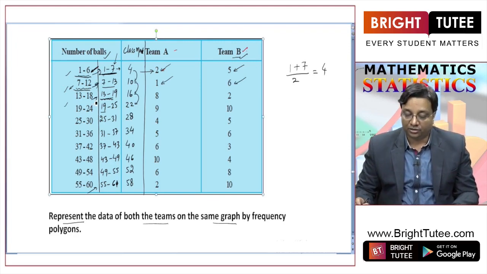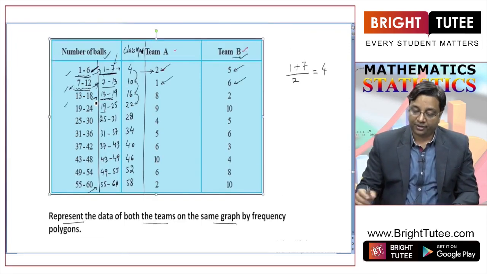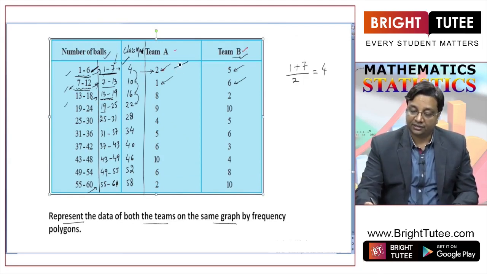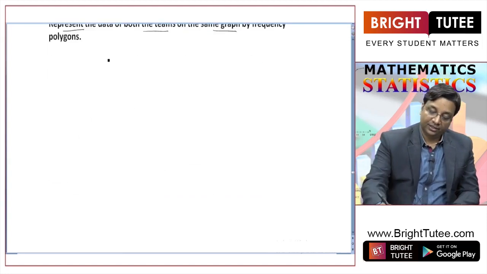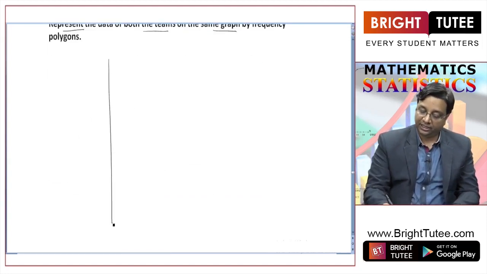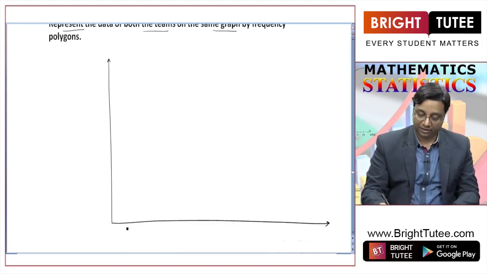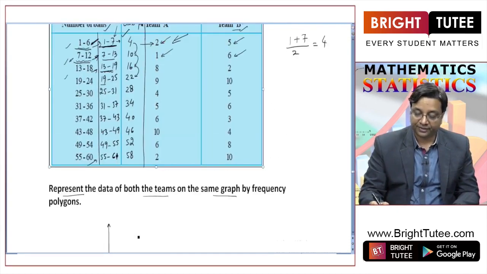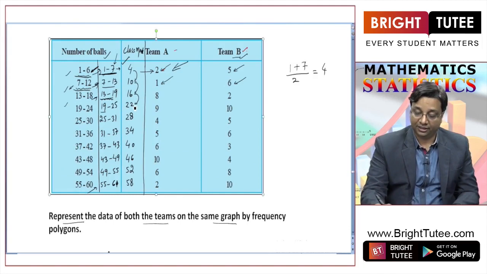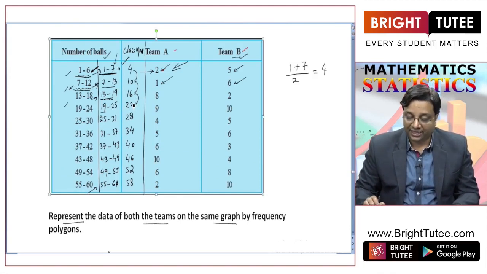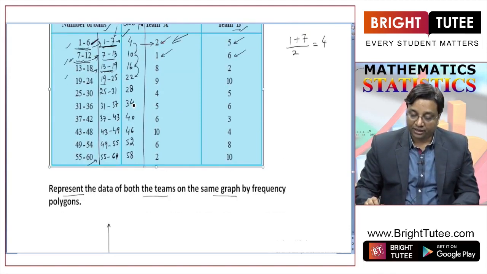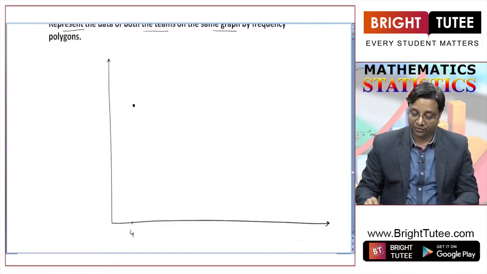Right? Now I'll draw the frequency polygon taking these class marks on the horizontal axis and these runs on the vertical axis. So let me draw a vertical axis and a horizontal axis. On the horizontal axis, I'll have class marks. So the class marks are like this: 4, and then we have 10 and 16, 22. So what is the scale that you will take here? You can choose a convenient scale. I am choosing gaps of 4.